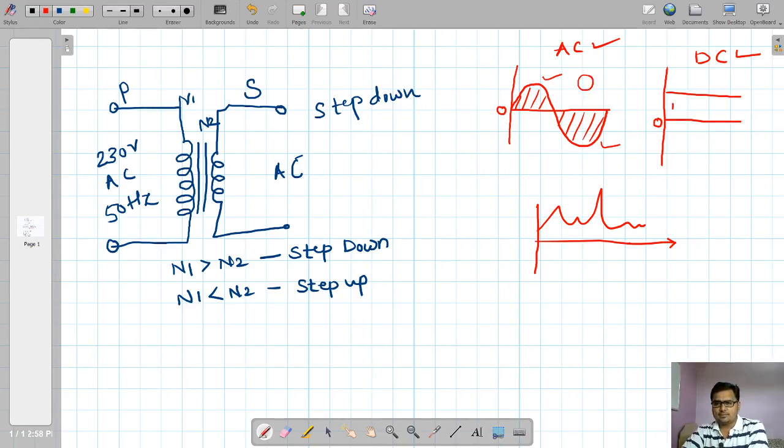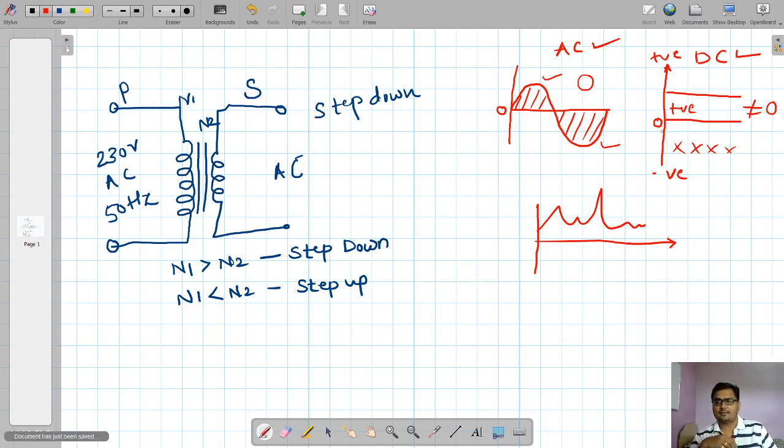Look at this DC signal. There is only a positive part. There is no signal in the negative part. If this is the y-axis I am considering, then this is the positive axis, and this is the negative axis. So the signal is present only in the positive part, and there is no signal in the negative part. So the average value of this signal is non-zero, which is not equal to 0. And that's why it is a DC signal.